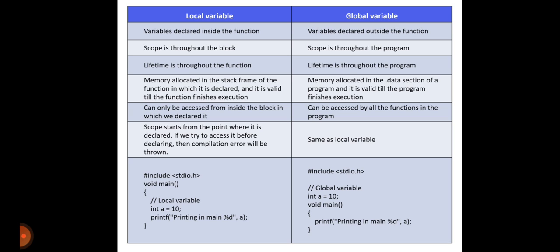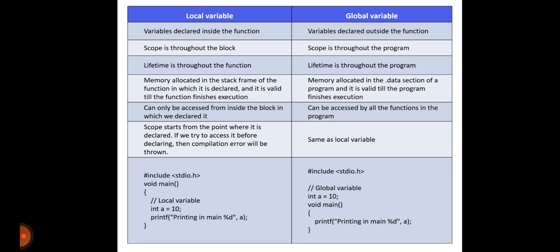Also, memory is allocated in the stack of the function in which it is declared, and it is valid till the function finishes execution in local variable, but in global variable memory is allocated in the data section of a program and it is valid till the program finishes execution. Again, it can only be accessed from inside the block in which we declared it in local variable, but in global variable it can be accessed by the functions in the program.